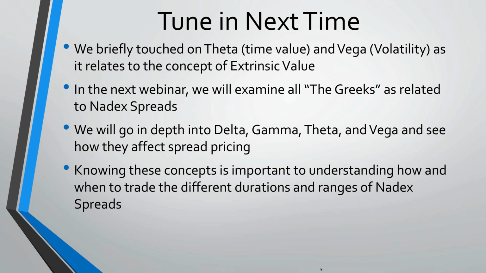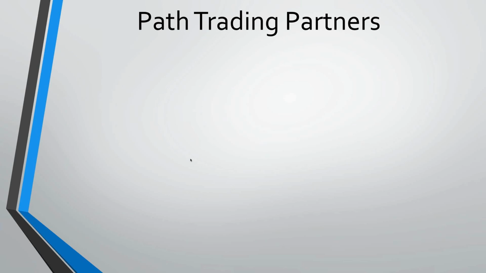But the Nadex spreads are such a unique, simple, and effective product that if you just take the time to say, okay, I'm going to learn delta, gamma, theta, and vega and how they affect spread pricing and how they help me understand when to trade the different durations and ranges of these spreads. You just take a little bit of time to learn that. It's not as much as learning the variations of traditional options and the different mixes between diagonals and calendar spreads that you can get into, okay? It's not as bad as that. It gives you a simple sort of funnel to understand options in general.